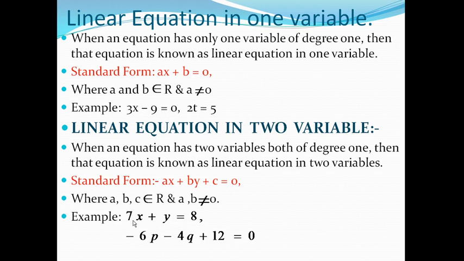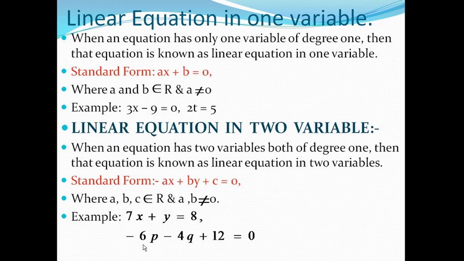See the example, 7x plus y is equal to 8. Here if we compare this example with the standard form, what is the value of a? 7. And what is the value of b? Since nothing is written here, we can assume that the coefficient of y is 1. So the value of b is 1. And what is c here? When we transpose 8 to the left hand side, the sign gets reversed. That is, it is plus 8 here, so when it comes to this side, it will become minus 8. So the value of c is minus 8.